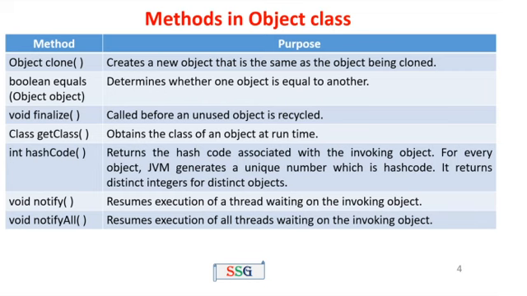The next one, void notify. Here the method name is notify. The return data type is void. It resumes the execution of a thread waiting on the invoking object. The next one, notifyAll. NotifyAll resumes the execution of all the threads waiting on the invoking object.